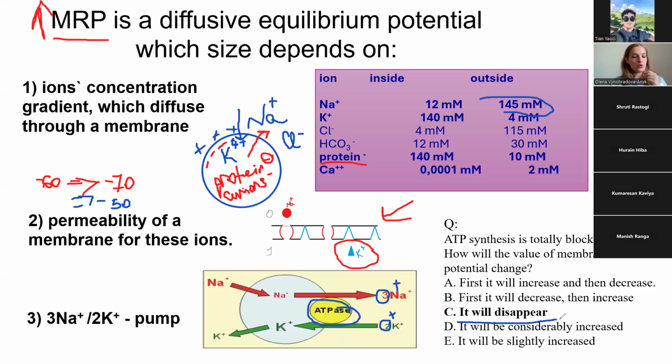Why? Because our pump works all the time to turn our concentrations back to their stable state. All the time we should have high sodium concentration outside and high potassium concentration inside. If the pump is not working, sodium will move inside till the equilibrium level and potassium moves outside till the equilibrium level. And as a result, MRP will disappear. So your answer for this question is that if the pump stops working, MRP will disappear.